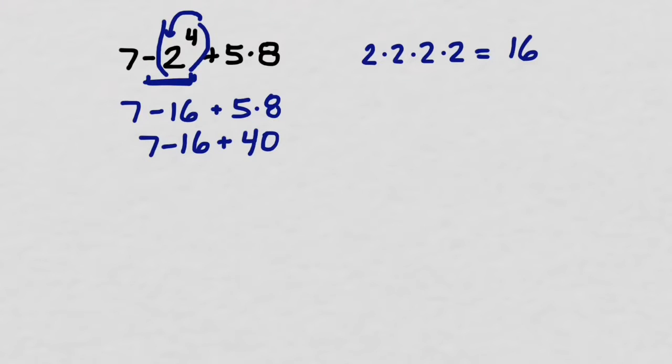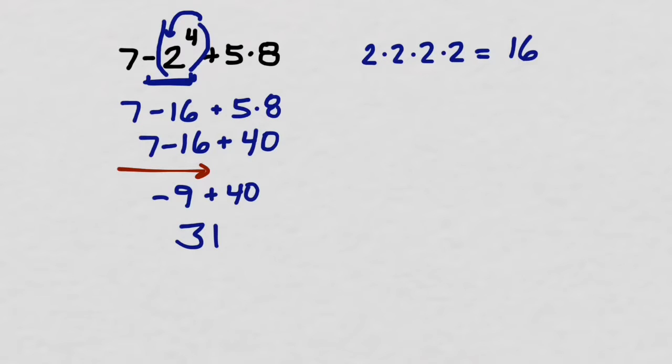And now we can work on addition and subtraction from left to right. So together, I can deal with the subtraction first and then with the addition. 7 minus 16 equals negative 9. Negative 9 plus 40 equals positive 31.